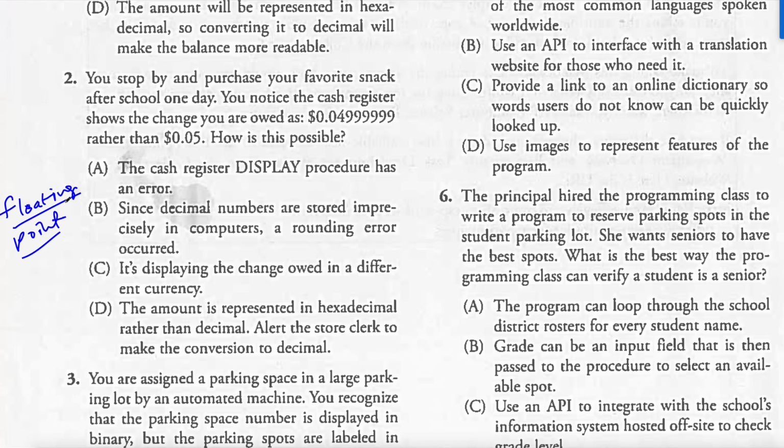For monetary transactions, they shouldn't use floating point in terms of fractions. They should make sure that they have only 2 decimal places after the point to the right. So because it is being stored imprecisely, a rounding error has occurred. And that kind of makes sense. They didn't round it correctly here.